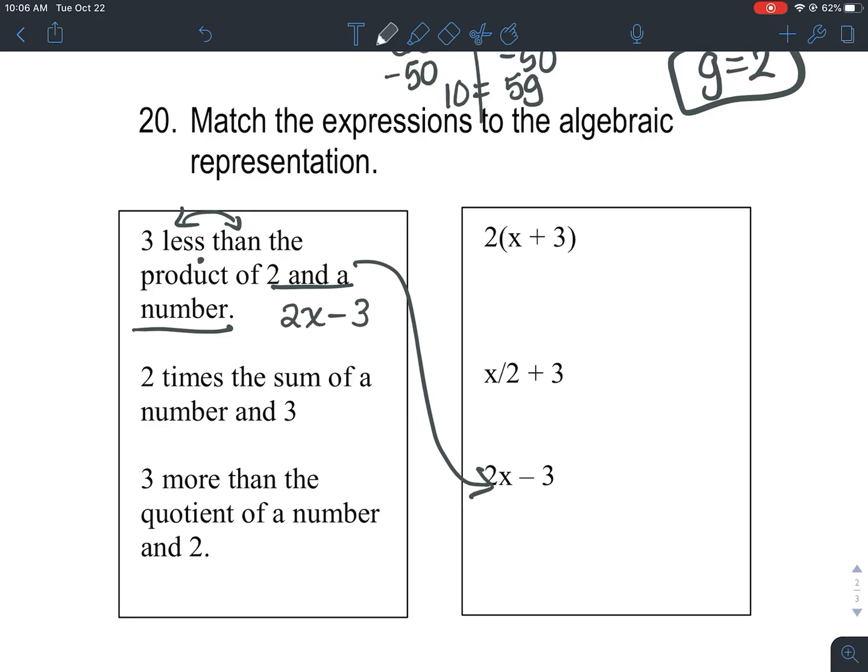2 times the sum. So this is, sum is one of those parentheses words. So we do 2 times the sum of a number, and sum is plus 3. So that's going to be up here. And 3 more than, again they switch on the thans, the quotient, which is divide by a number, x and 2. So x over 2 plus 3.